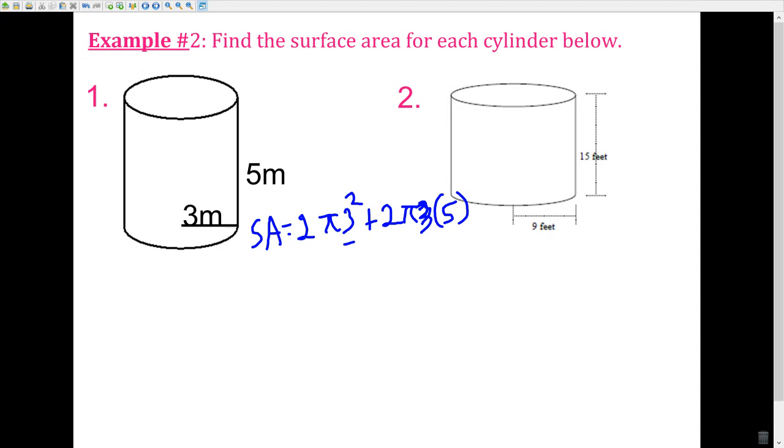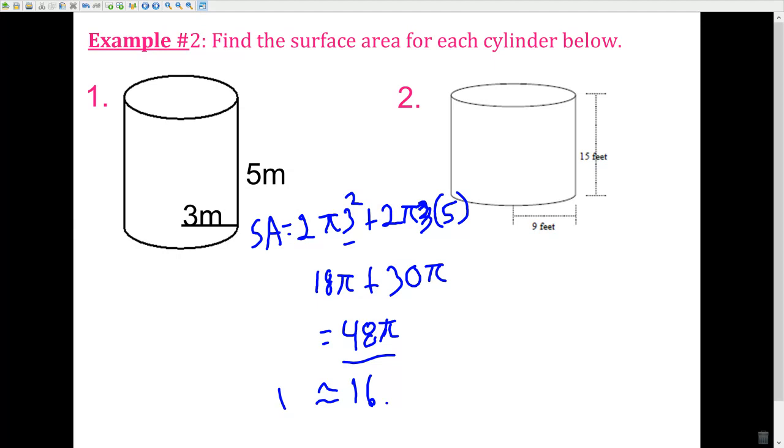You have 9 times 2, which is 18 pi, plus 2 times 3, which is 6, times 5, which equals 30. So 30 pi. Add these up, you get 48 pi. Now you type that in the calculator. Notice I didn't just punch everything in the calculator right away. I wanted to get it in terms of pi. This is the exact answer. For my real answer, it should be about 150.8. Oops, meters. It's a terrible M, but it's an M.